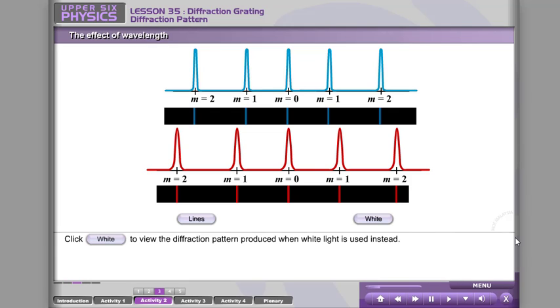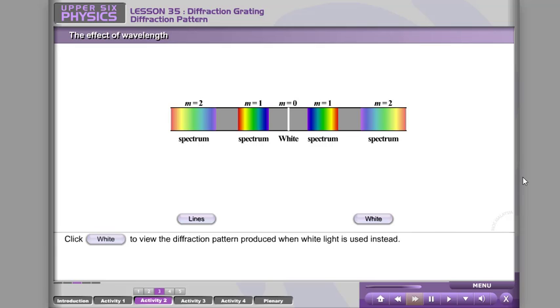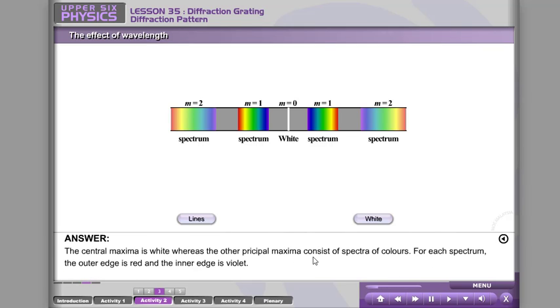Click the white button to view the diffraction pattern produced when white light is used instead. Describe the diffraction pattern for white light. Answer: the central maximum is white, whereas the other principal maxima consist of spectra of colors. For each spectrum, the outer edge is red and the inner edge is violet.